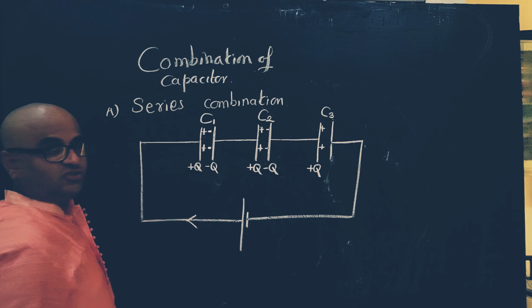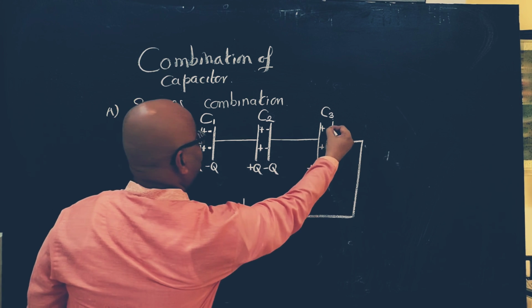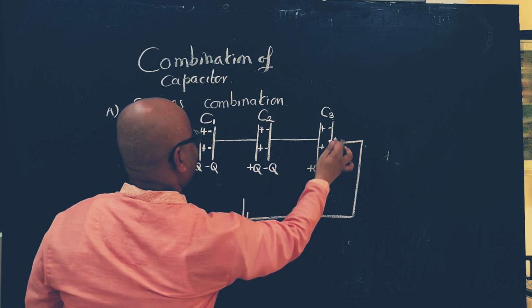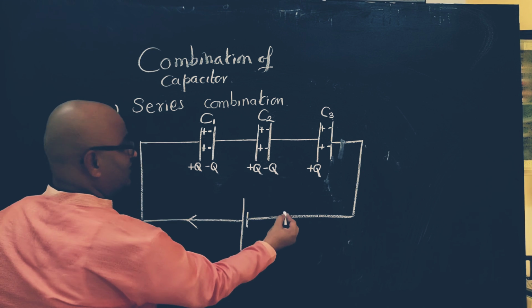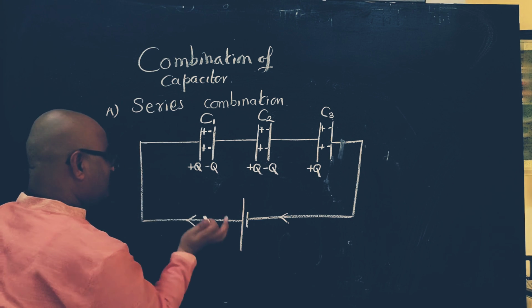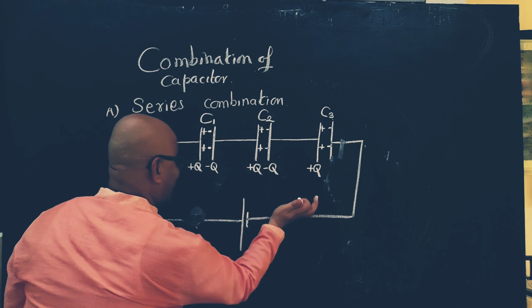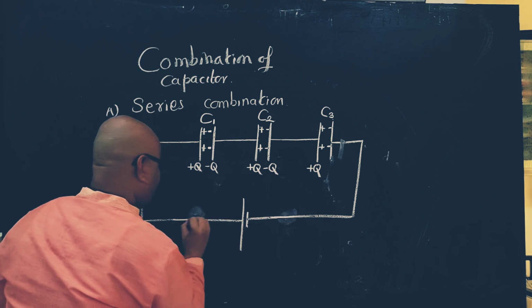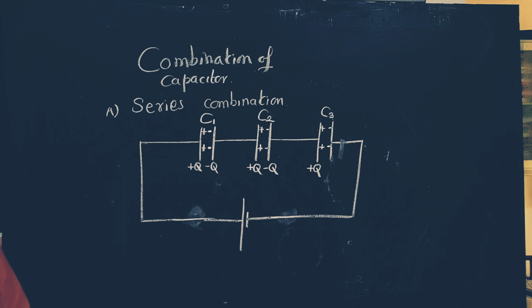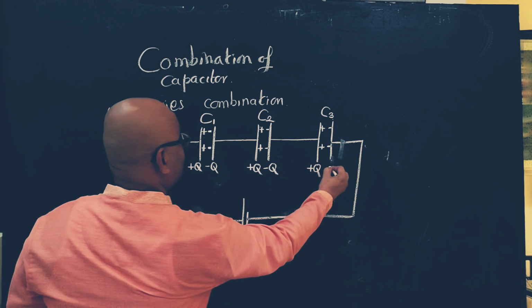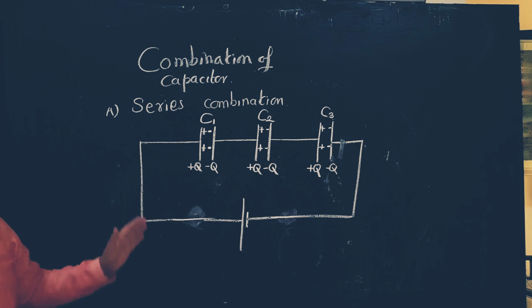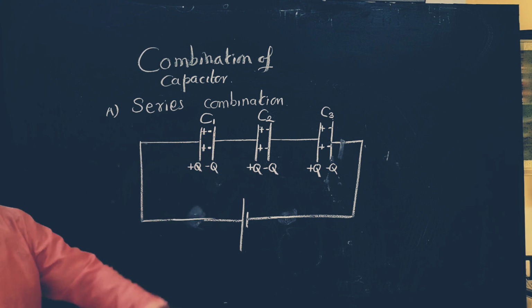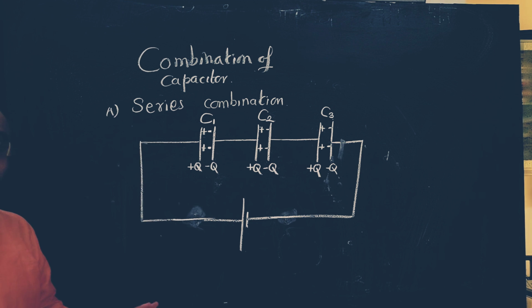Here also will have charge plus Q. This plus Q will induce a negative charge on the near side and positive charge on the far side. Positive charge comes over here. The circuit is complete. Once the capacitors are charged, the flow of current stops. The flow only takes place till the capacitors are being charged. When you are connecting the capacitors in series, the charge on each capacitor is the same.